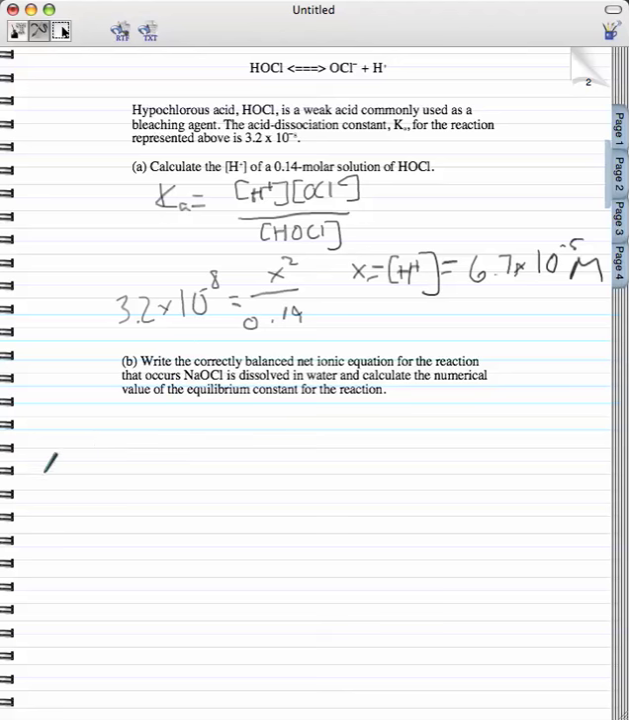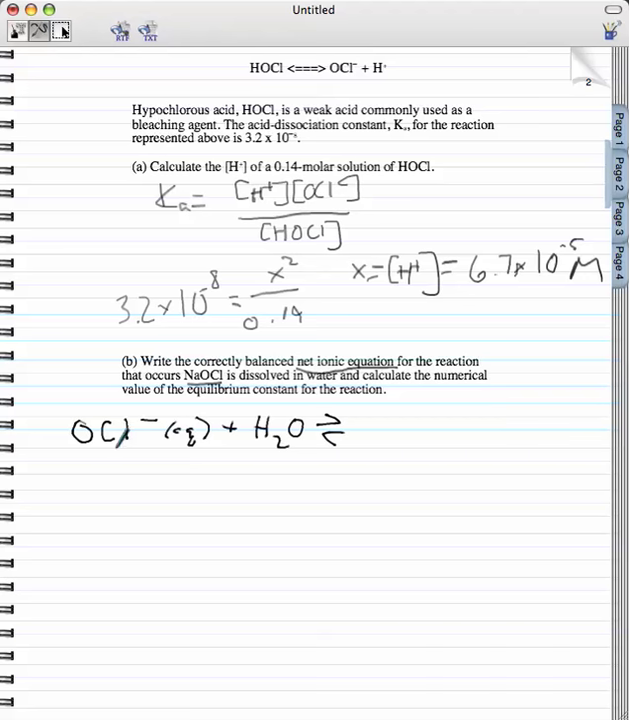Okay, and so the next part is they're asking us to write a balanced net ionic equation for the reaction that occurs when this compound is dissolved in water. So we already have two things, but say net ionic equation, and the reason they're saying that is because the sodium is not going to be part of it. Sodium is just going to be a delivery device for this OCl minus ion into the solution, so really all we have is OCl minus aqueous, reacting that with water.